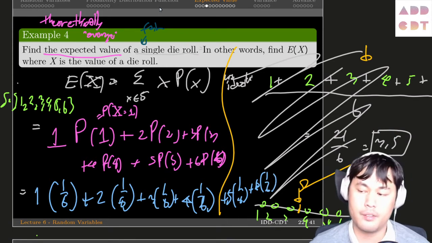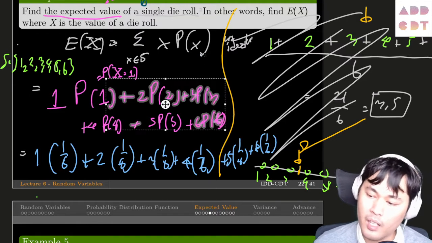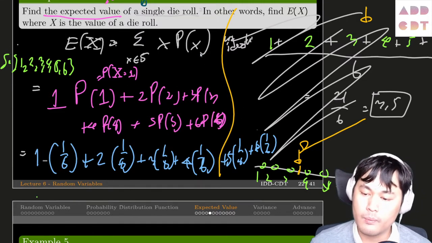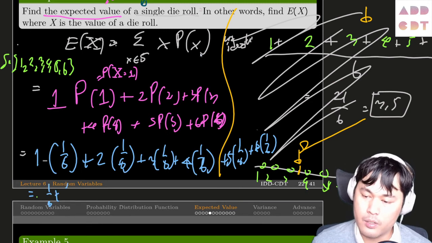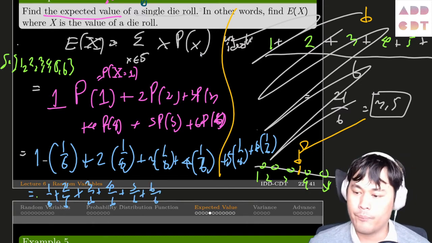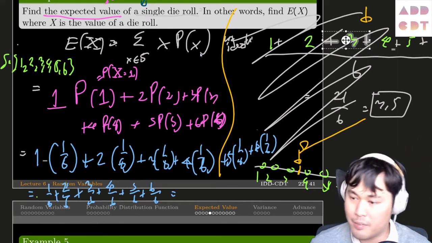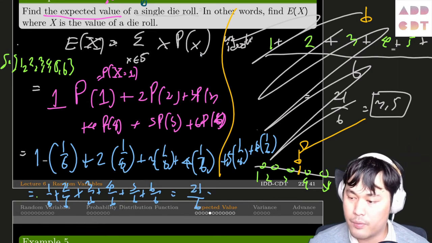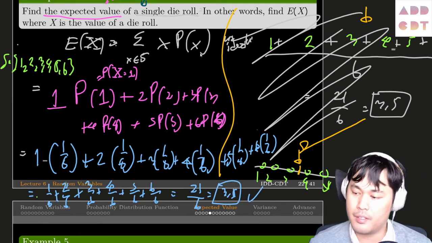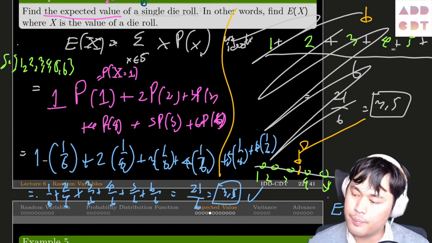In each term, you just replace the probability by the corresponding number. That's going to give you 1/6 plus 2/6 plus 3/6 plus 4/6 plus 5/6 plus 6/6. Which, guess what, looks the same as what we have above. It's 21 over 6, which is 3.5. And so the answer here is E of x equals 3.5.